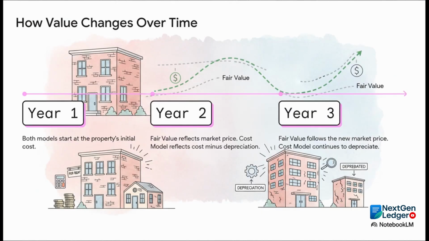And you can see here just how much those paths can diverge. In year one, they both start at the same place, the initial cost. But after that, the fair value number could go up, could go down, it follows the market. Meanwhile, the cost model number just starts a slow, predictable march downward as you depreciate it year after year.